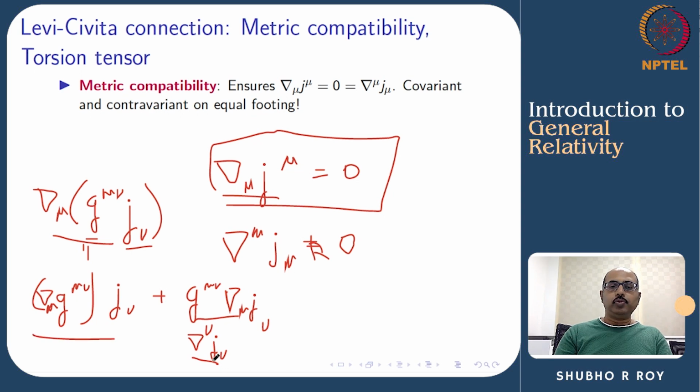Now for these two to be equal, this term must vanish, which means, since J is not 0 in general, the only way these two equations can be the same is if del_mu of g vanishes, or metric compatibility. Okay, so metric compatibility is essential. If we have metric compatibility, g will be like a scalar. Del_mu will not see g, and you can pull it to the left of the covariant derivative every time. So metric compatibility is very important. It will allow us to treat covariant and contravariant indices on equal footing.